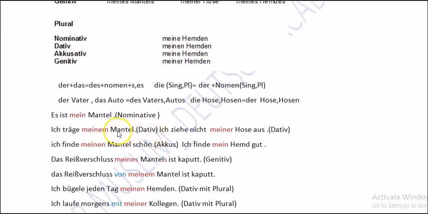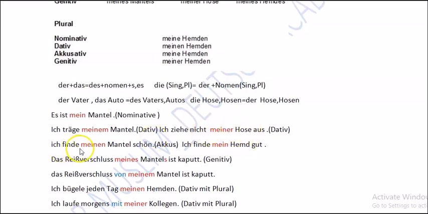So it is the accusative form, in English means direct object. And the next example is ich ziehe nicht meine Hose aus. It means I am not taking off my pants. So it is again accusative, and here as die Hose is feminine, the form stays the same, meine Hose. So in such a manner it is used.